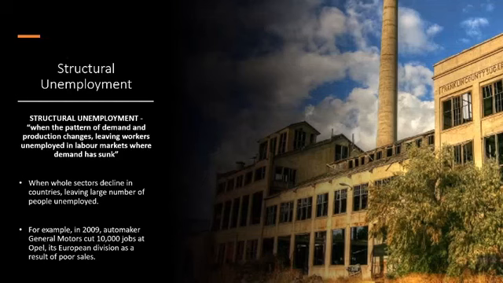Another example of this is in 2009, when automaker General Motors cut 10,000 jobs at Opel, its European division, as a result of poor sales. And therefore we can see here that possibly the car industry in general in Europe is on the decline, and therefore this is why people have been made unemployed. And so this can be thought of as an increase in structural unemployment.